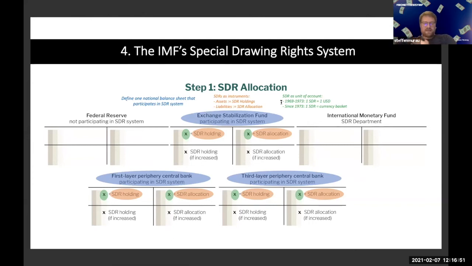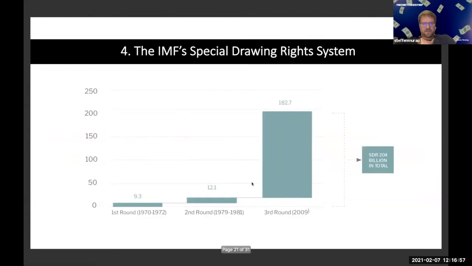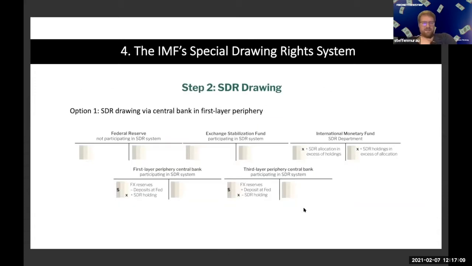Now, we had the SDR allocation, and the ESF and these central banks have SDR holding and SDR allocation. We can see historically there have just been 3 rounds of SDR allocation: at the beginning of the 70s, then around 1980 and in 2009. And now drawing. So this is how you can actually get emergency US dollar liquidity, at least in theory. How it happens most of the time is that we assume this third layer periphery central bank needs dollars. And what they do is they sell SDR holdings, usually to a first layer central bank. And then you see a shifting of dollars, and then it only gets recorded on the IMF balance sheet. So this is what happens most of the time.